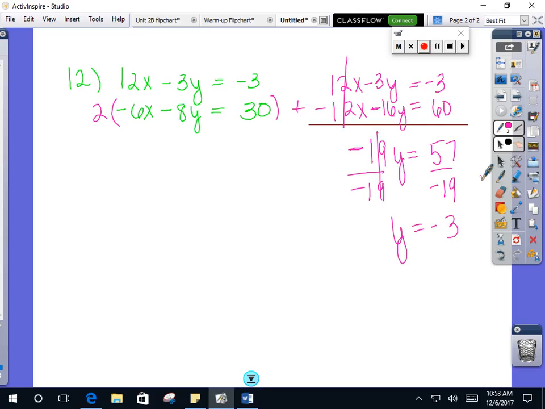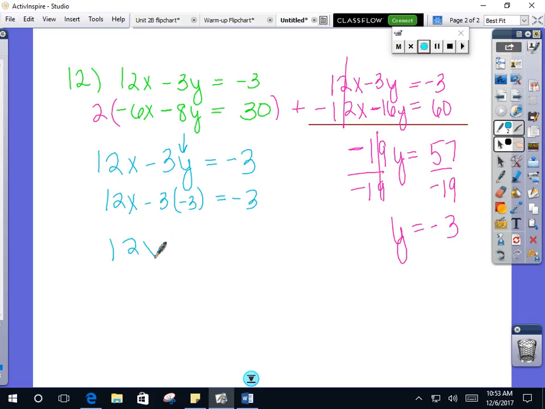Okay, now that we have the y value, how do we find the x value? Okay, you want to use the top equation or the bottom? Okay, so we're using the top equation. But look, instead of writing y, can I now replace y with what it is, negative 3? So 12x minus 3 times negative 3 equals negative 3. That becomes 12x plus 9, because the negative 3 times the negative 3 is a positive 9, equals negative 3.